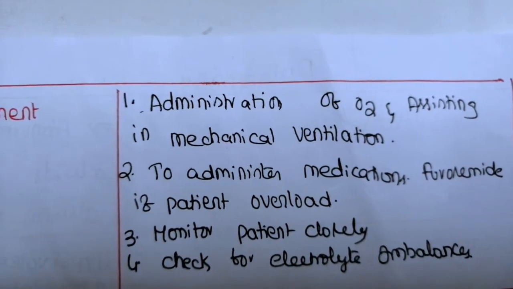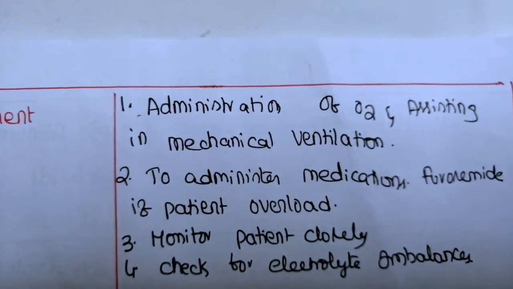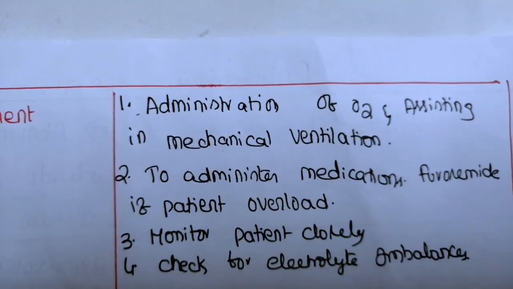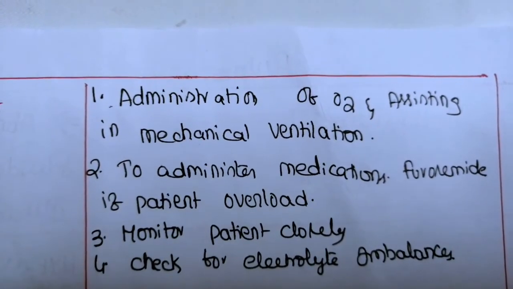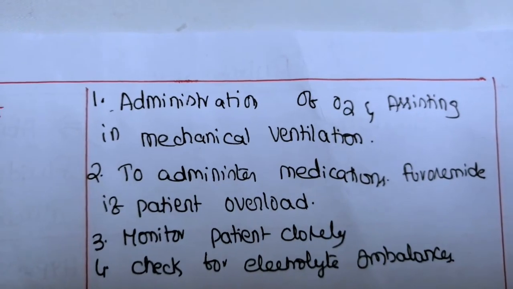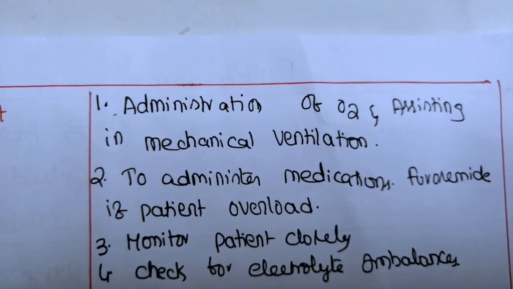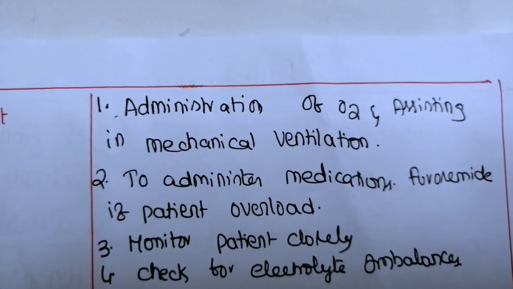If the patient is escalating oxygen needs, so you will go and assist the patient in mechanical ventilation. You will already be administering the medication like furosemide. Furosemide is what? Everybody knows this is a diuretic. If patient is overload, you will give furosemide to the patient. Once you give the furosemide to the patient, you must closely observe the patient.